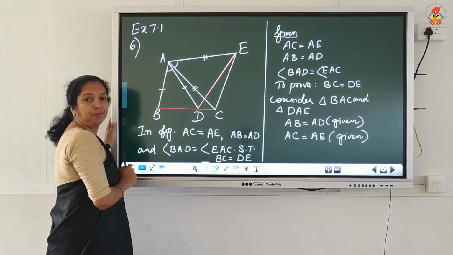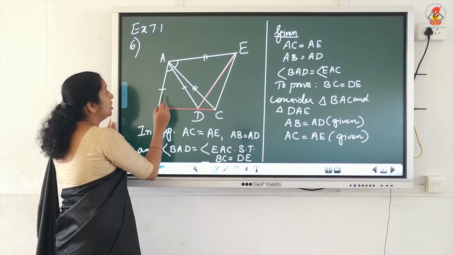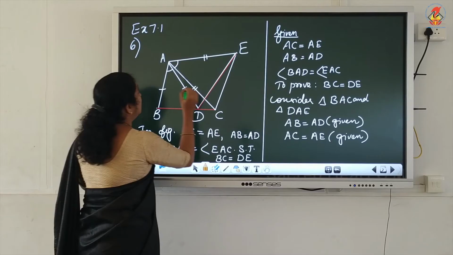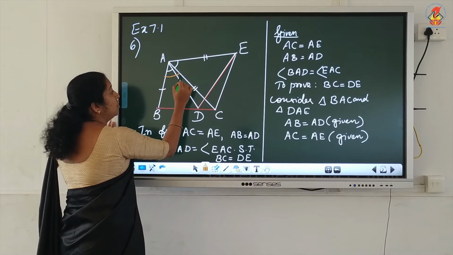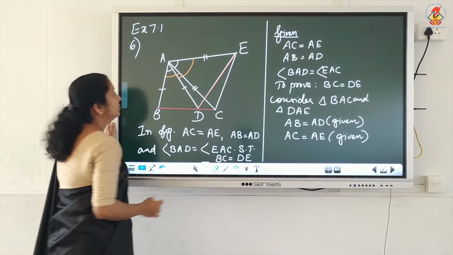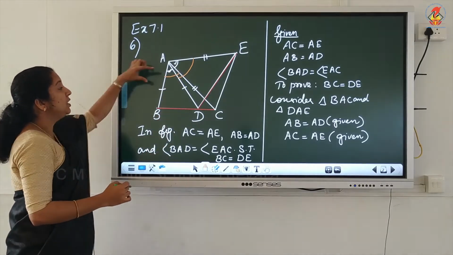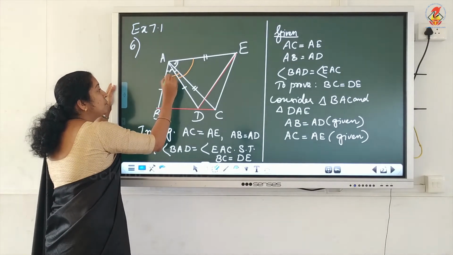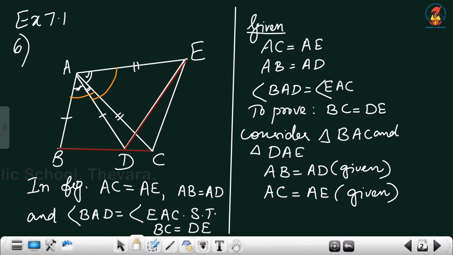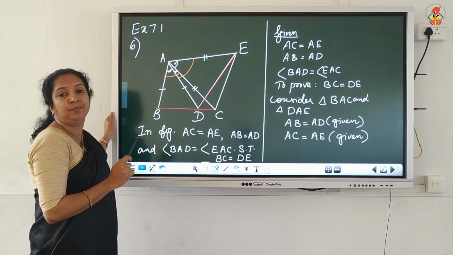That is what we proved. We need an included angle. Included angle of these two triangles means this is the included angle of the first triangle and this is the included angle of the second triangle. But it is given that these two angles are equal. For getting it totally, we have to add this part to each. So, we need angle BAC and angle DAE, the two included angles, to be proved equal.